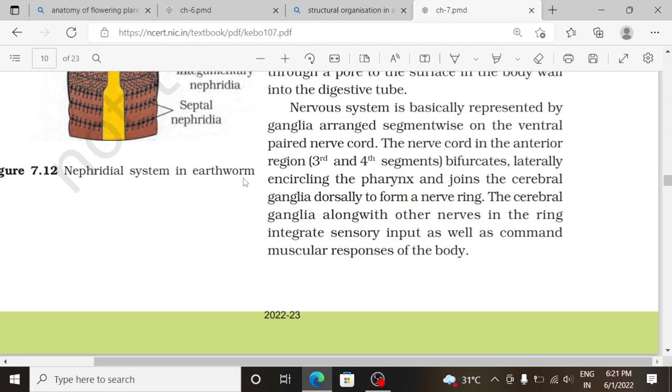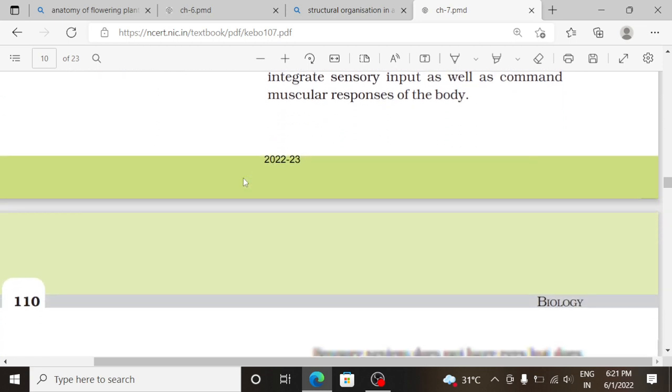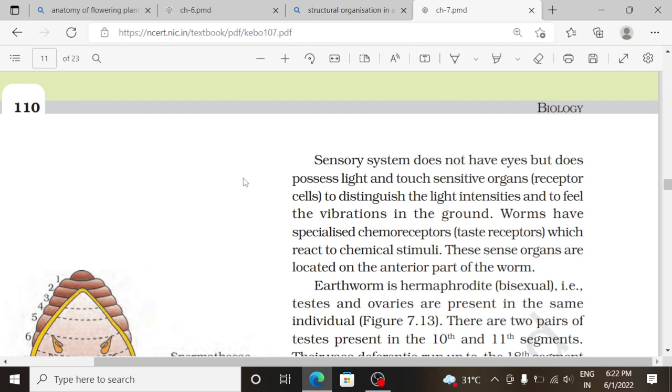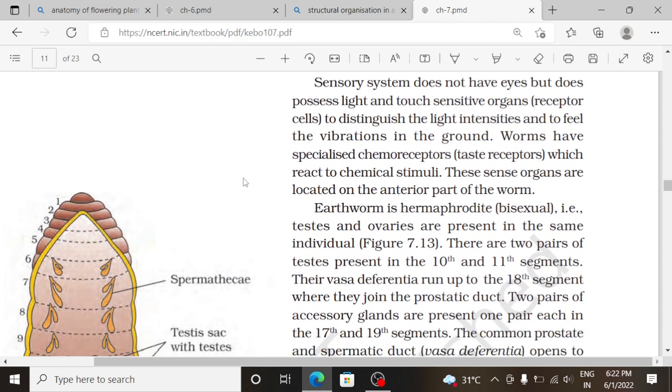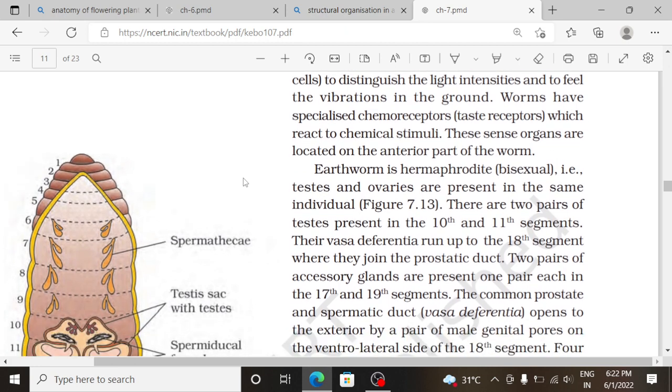The cerebral ganglia along with other nerves in the ring integrate sensory input as well as command muscular responses of the body. The sensory system does not have eyes but does possess light and touch sensitive organs, which are called receptor cells, to distinguish the light intensities and to feel the vibrations in the ground. Worms have specialized chemoreceptors, that is taste receptors, which react to chemical stimuli. These sense organs are located on the anterior part of the worm.